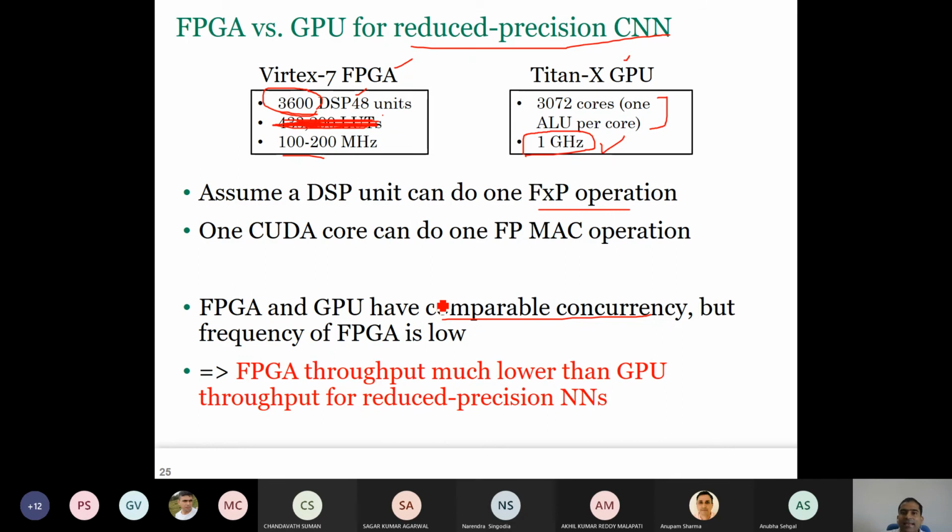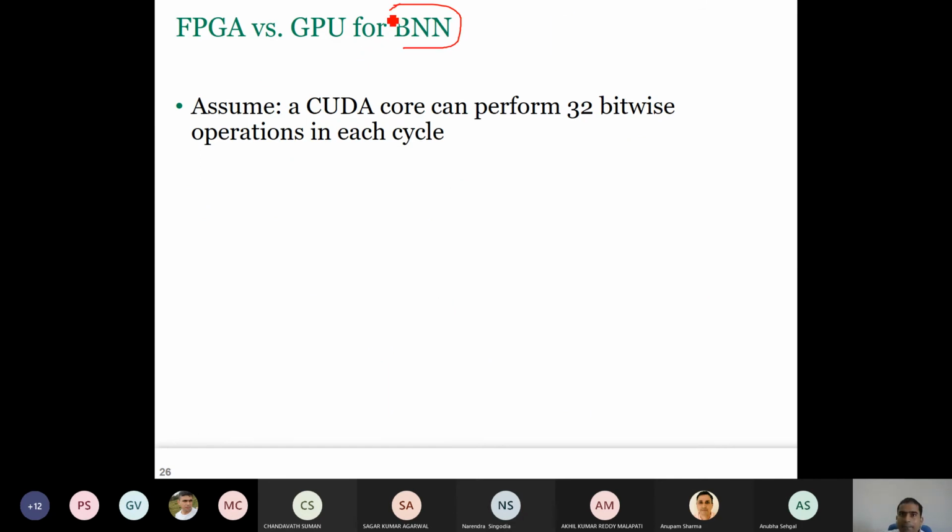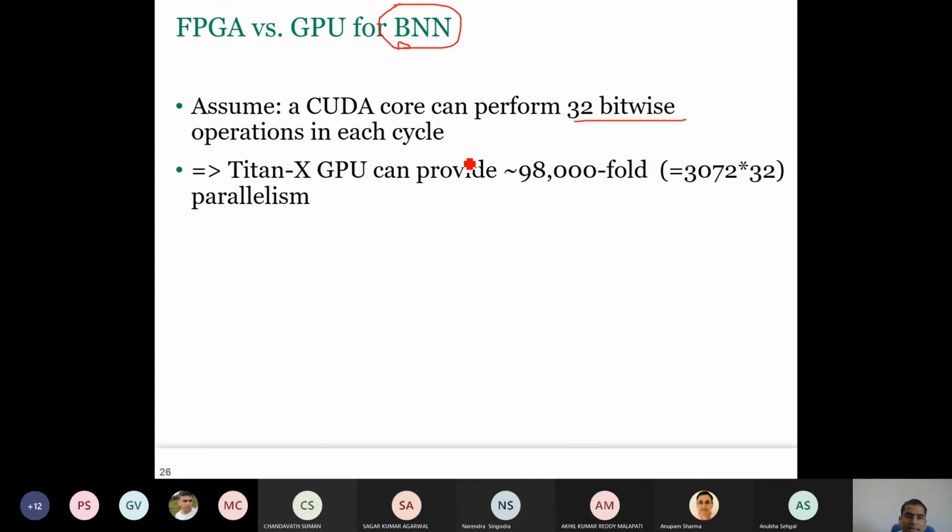Okay, now let us see the second case. In the second case, we are implementing a binarized neural network. So here a CUDA core can perform, suppose, 32 bitwise operations in a single cycle. This is our assumption, so that we are giving sufficient advantage to the GPU, that a single CUDA core can perform 32 bitwise operations in each cycle. So that's why now the throughput of the GPU will go high by 32 times. Fine.